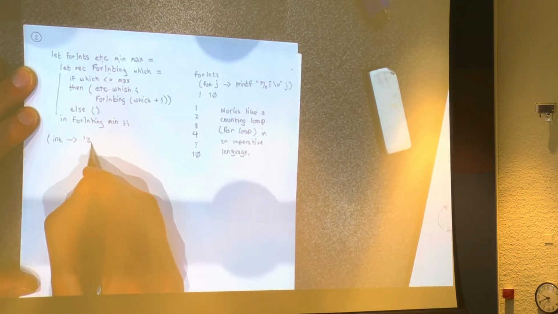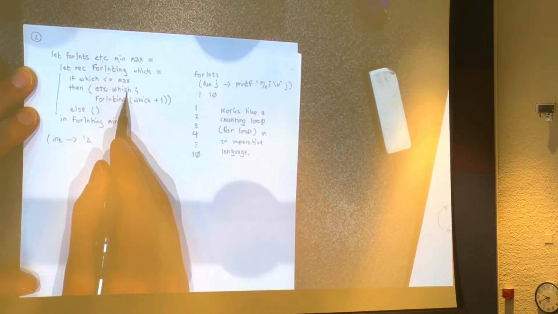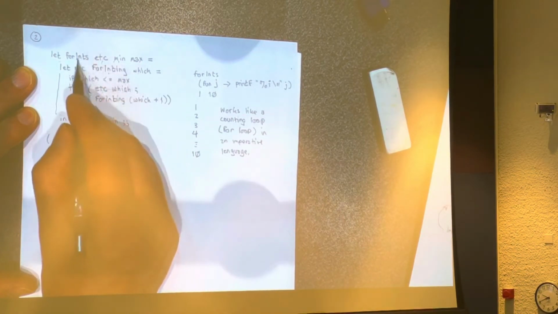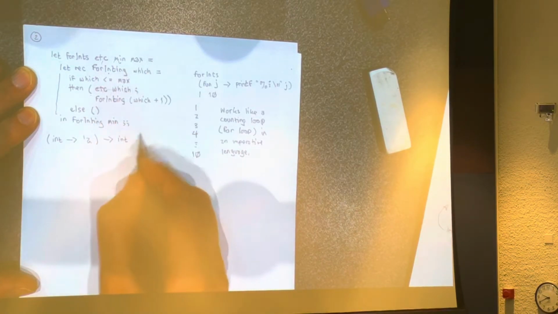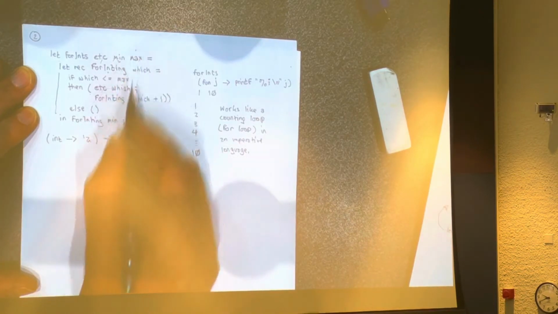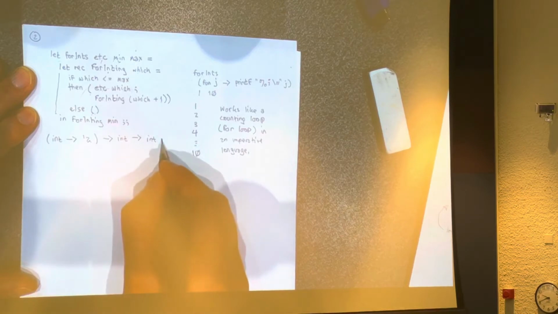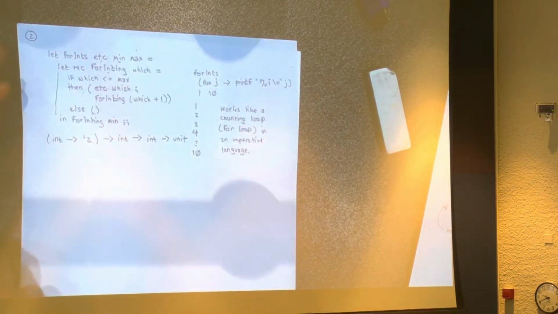It doesn't matter what it returns, because this value is always getting thrown away. Then etc, then for int takes an int, which is just min, and then it takes another int, which is max. And then what does it return? Well, here at the end, it always returns the unit object, so it's going to go like that.